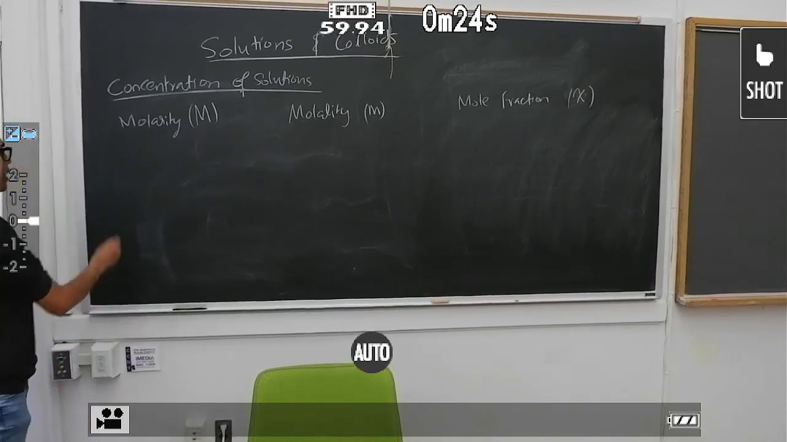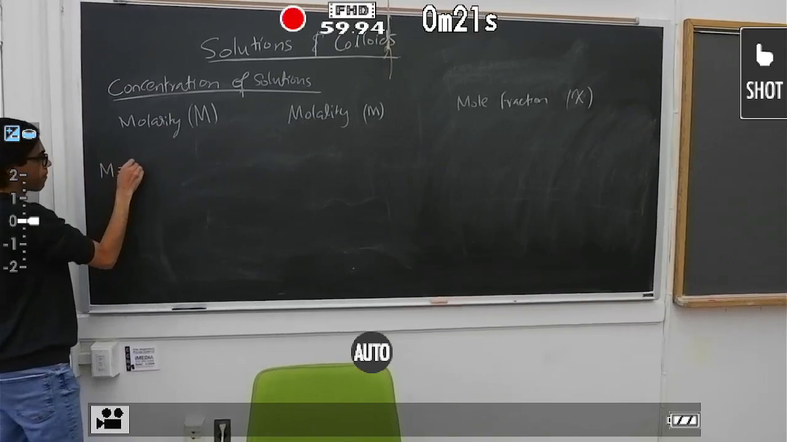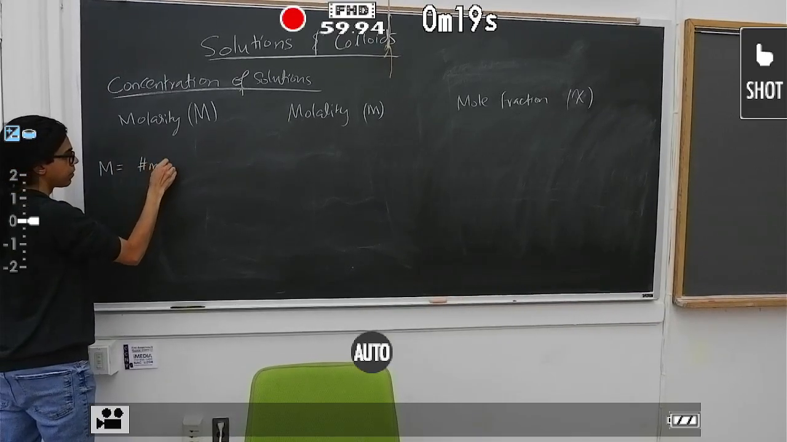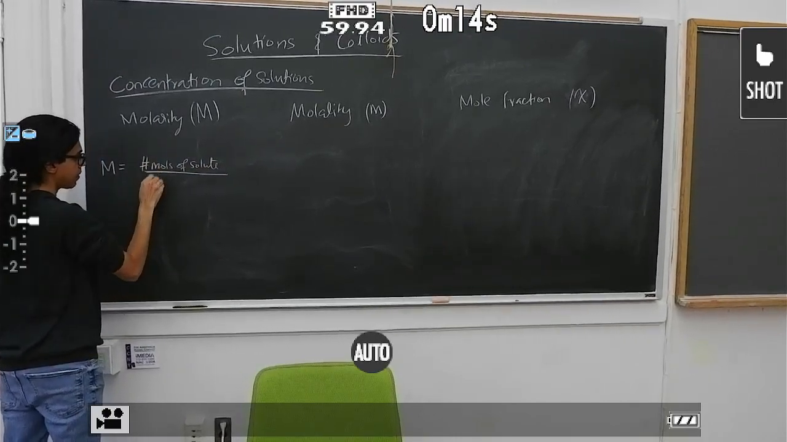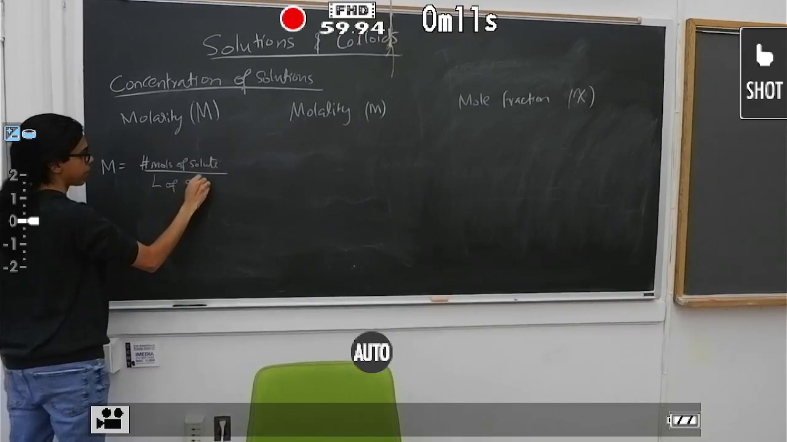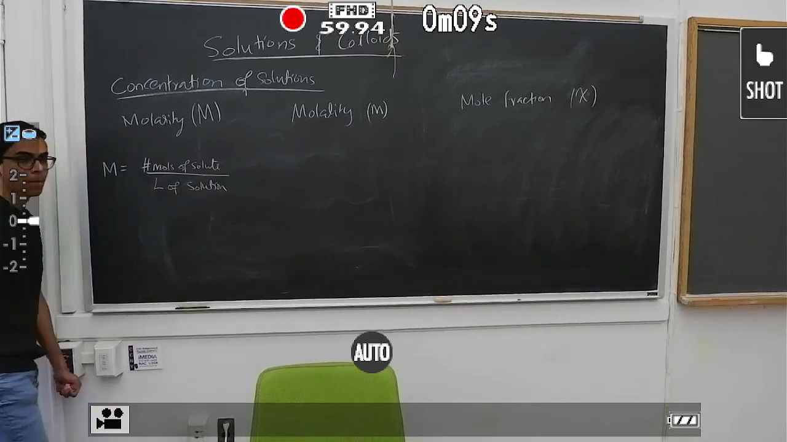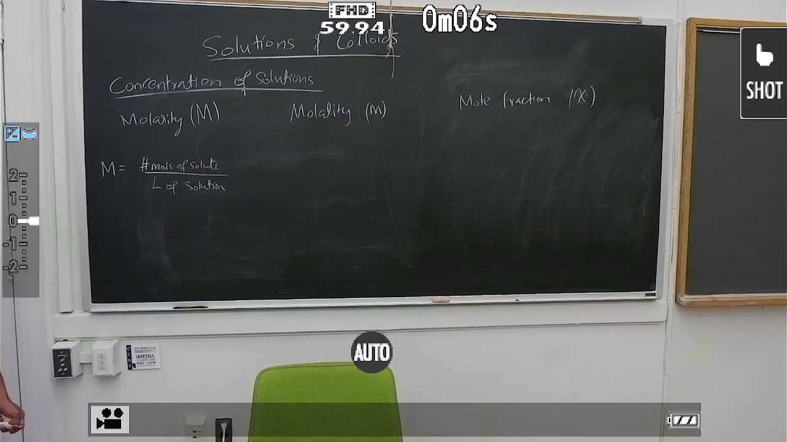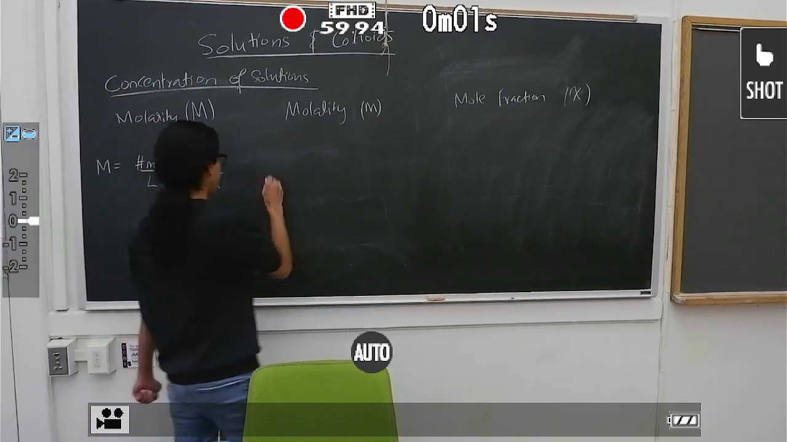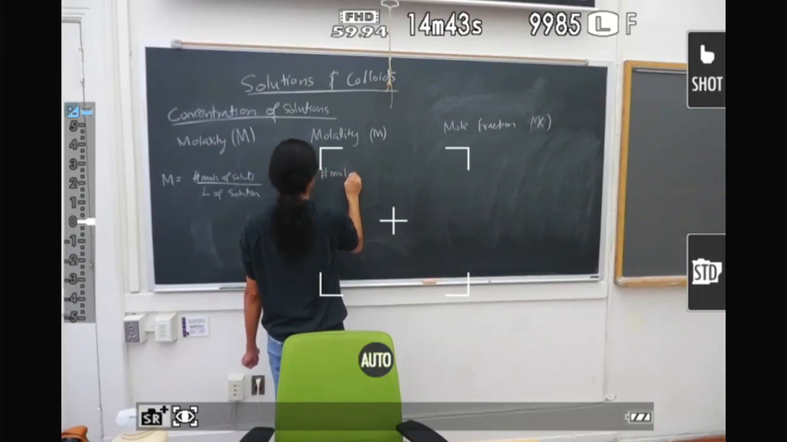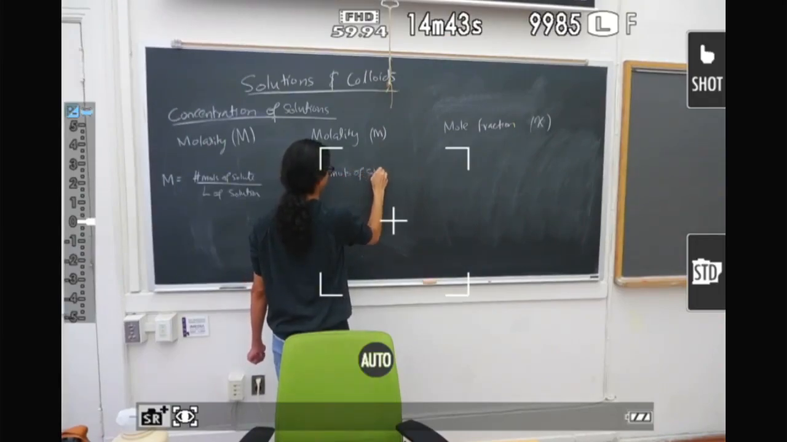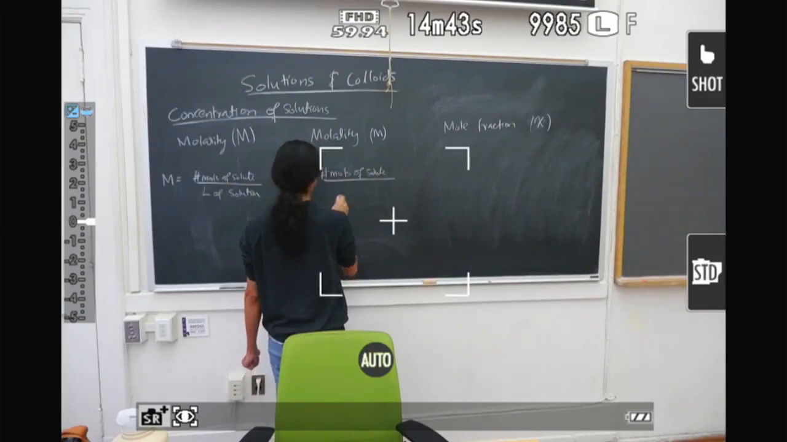solution. Molarity is defined as moles of solute divided by volume of solution in liters, or liters of solution. Little m, molality, is defined as, the numerator remains the same, number of moles of solute, divided by kilograms of solvent.